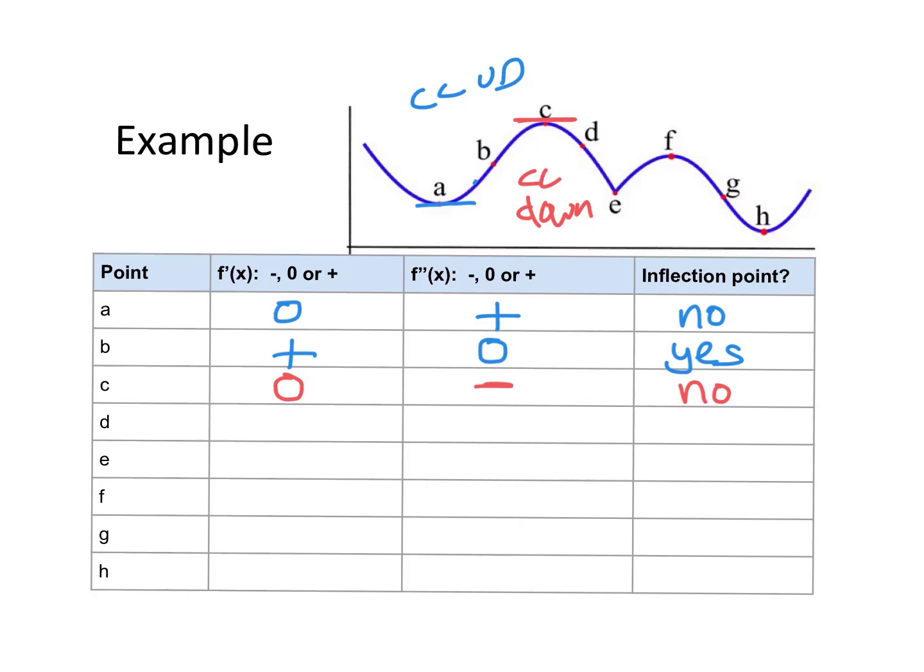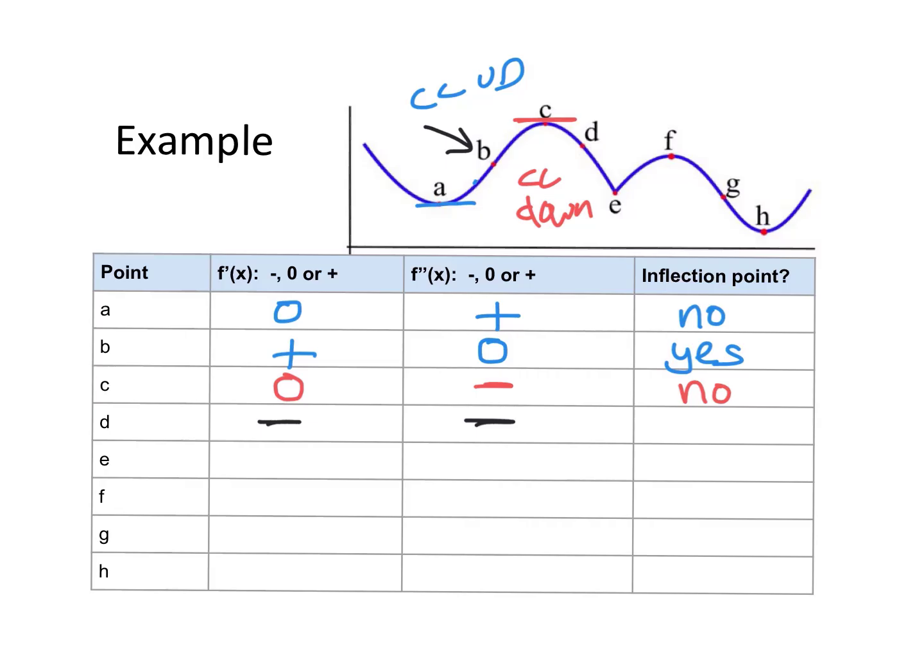At point D, this point right here, my graph is headed downhill. So that means my slope is negative. And while it sort of looks similar to this point here, B, my graph is still concave down there. So my second derivative is negative.